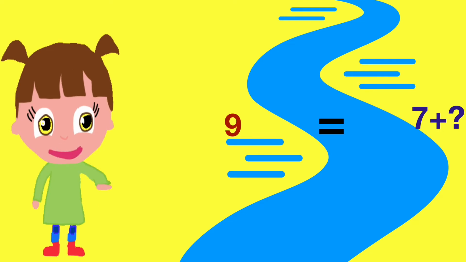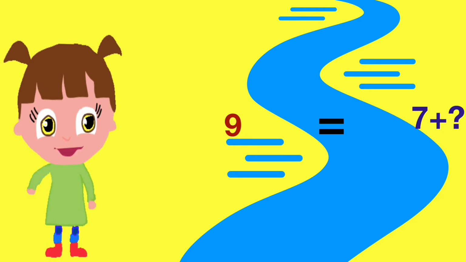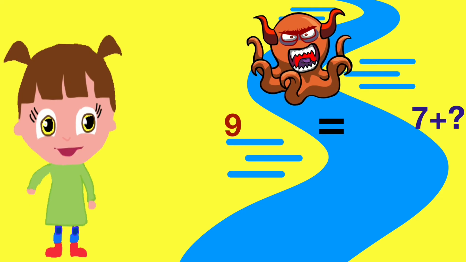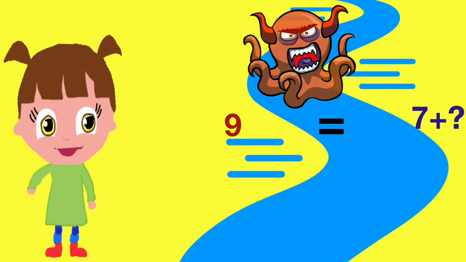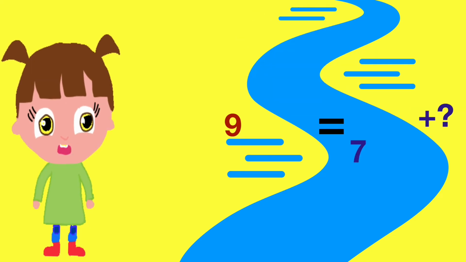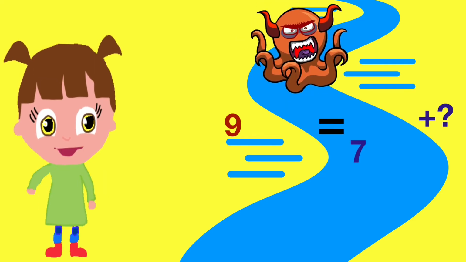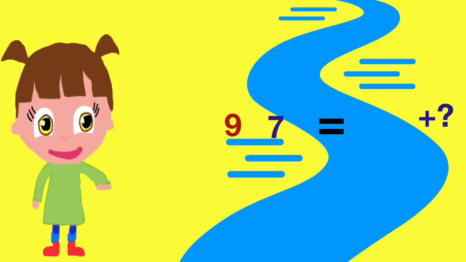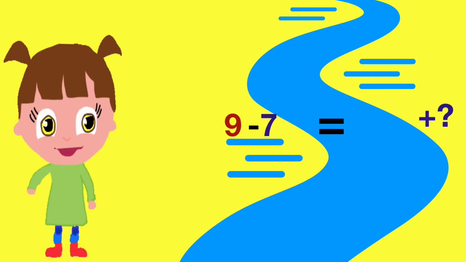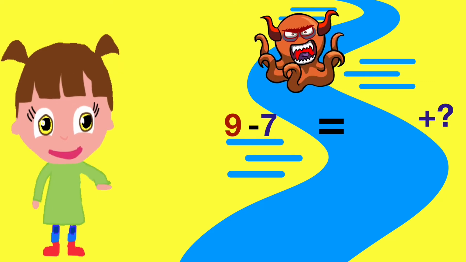So if a number has a minus sign like minus 3, if it wants to cross the river, the sign will change and it will become plus 3. If it is plus already, it will become minus. So that's the only tax which a number has to pay to this river monster. Now as 7 wanted to cross, the river monster came and asked for the tax, and its sign has changed. Now it is minus 7.